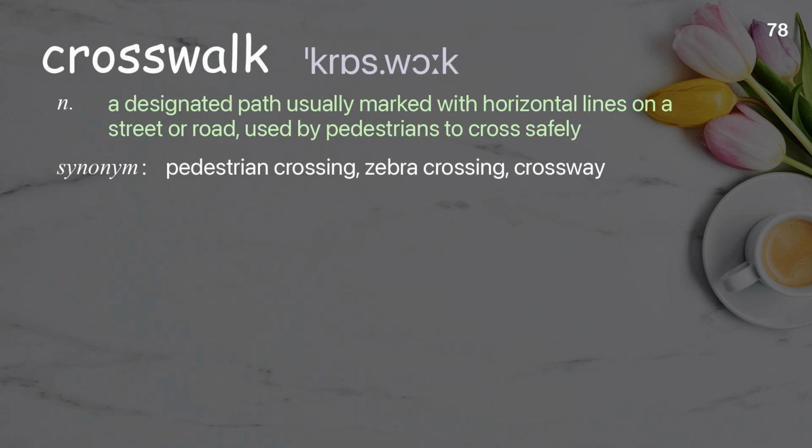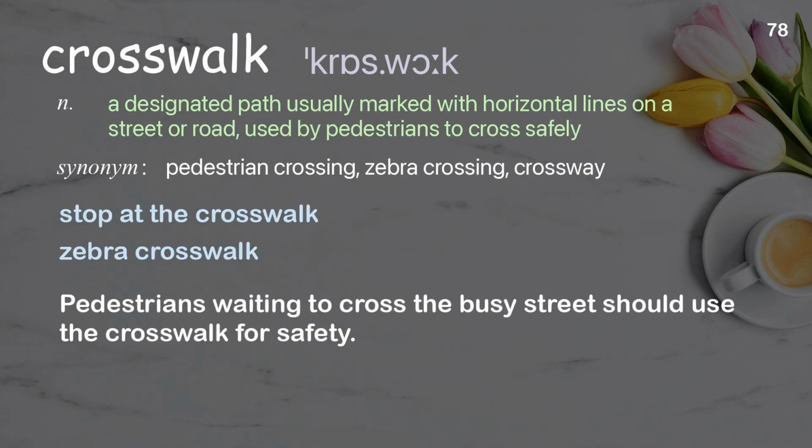Crosswalk. A designated path usually marked with horizontal lines on a street or road, used by pedestrians to cross safely. Examples: Stop at the crosswalk. Zebra crosswalk. Pedestrians waiting to cross the busy street should use the crosswalk for safety.